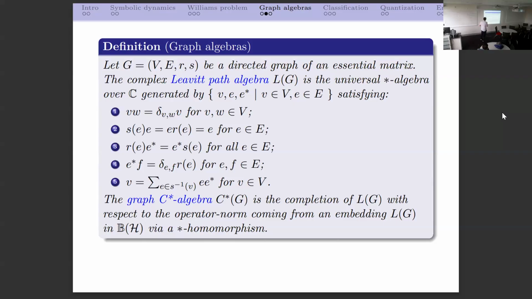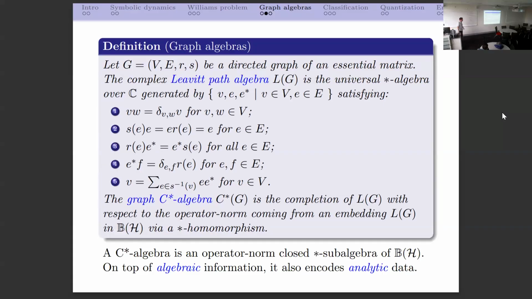Okay, and the point is you have some star homomorphism from the Leavitt path algebra into bounded operators on Hilbert space. Many star homomorphisms are injective. You use that to push the Leavitt path algebra into bounded operators on Hilbert space. You complete it, closing it up essentially in the operator norm, and you get a C-star algebra. Okay? What is the advantage?